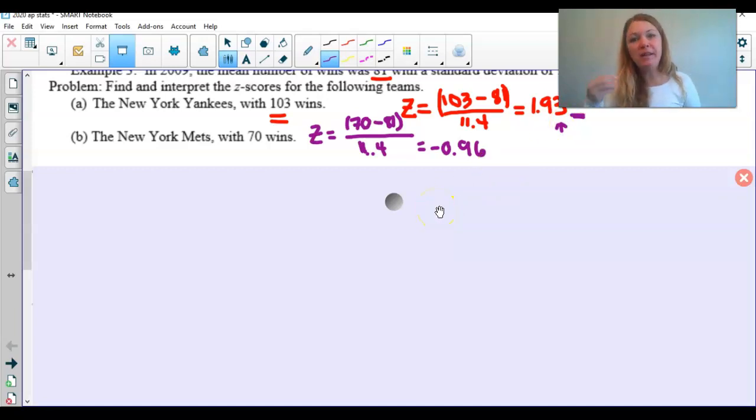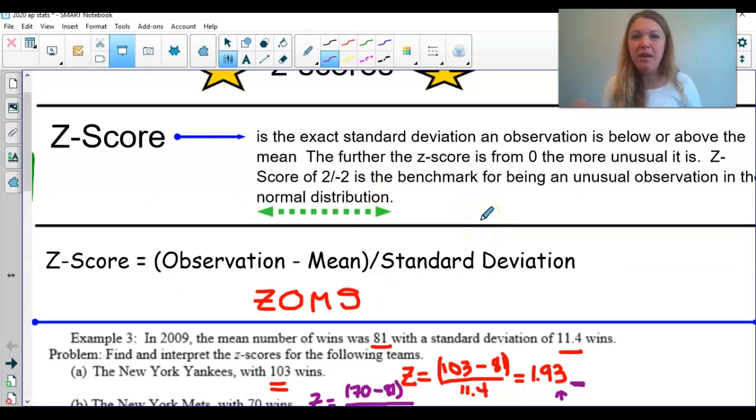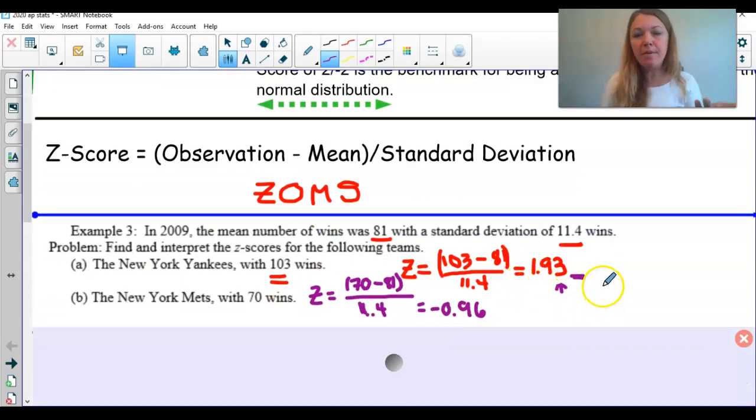Okay, now, more importantly than number crunching, than finding that Z-score, it's the interpreting. Now, how do I interpret? Let's go back up to the definition. A Z-score is the exact number of standard deviations an observation is below or above the mean, okay? So let's talk about the Yankees. The Yankees have a Z-score of 1.93. That means the New York Yankees with 103 wins were 1.93 standard deviations above the mean, where the New York Mets with 70 wins were 0.96 standard deviations below.